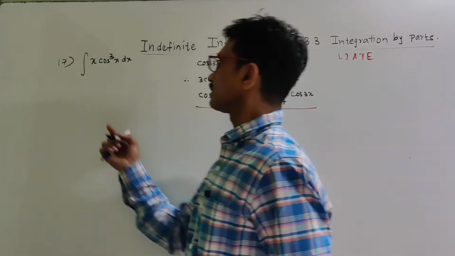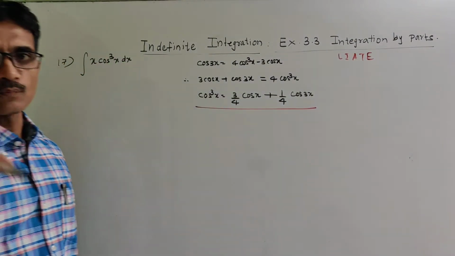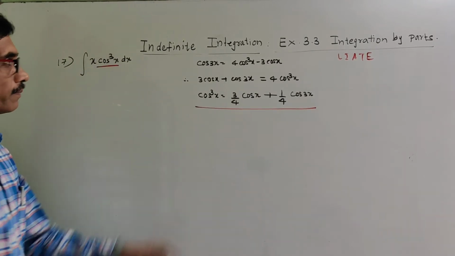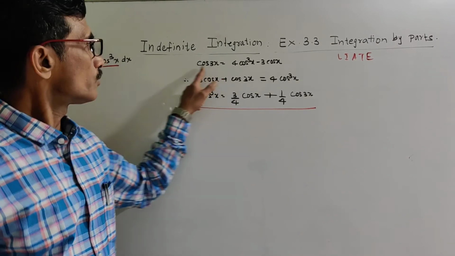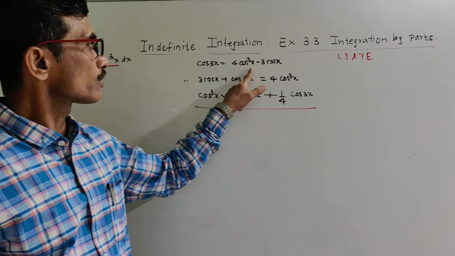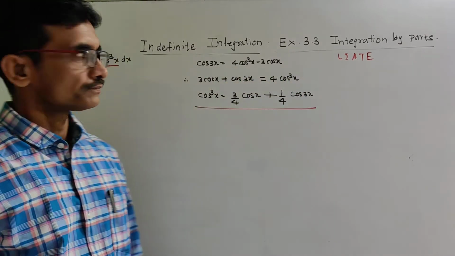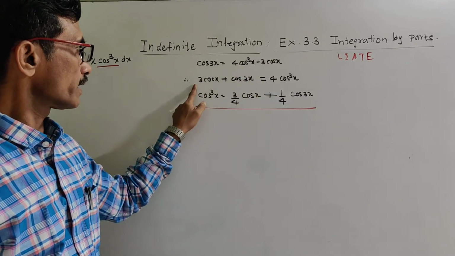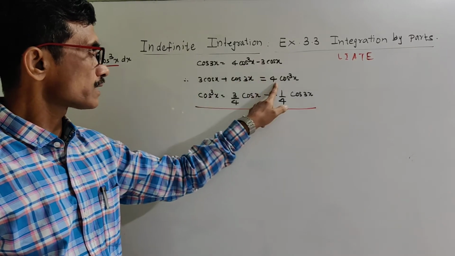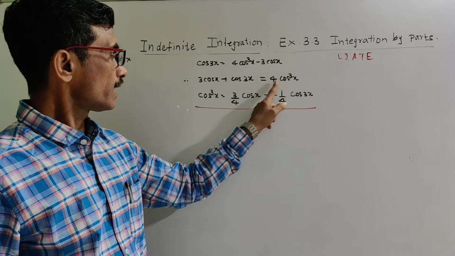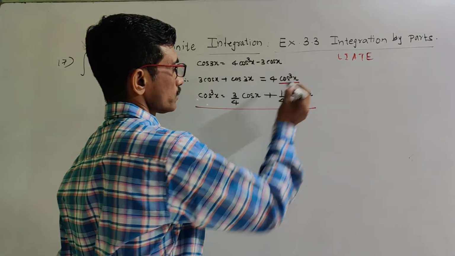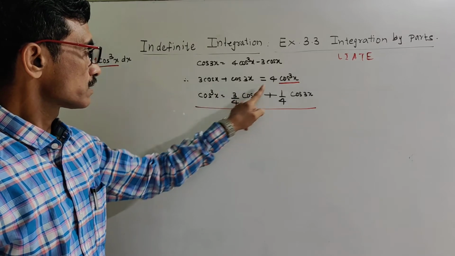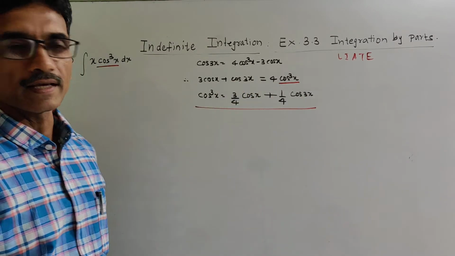Question number 17. Here x into cos cube x. So cos cube x we have to simplify by using formula. We have cos 3 theta is 4 cos cube theta minus 3 cos theta. So this 3 cos theta we will take in the left hand side, right hand side will be 4 cos cube, and we require only cos cube. So cos cube it is equal to 3 by 4 cos x plus 1 by 4 cos of 3x.